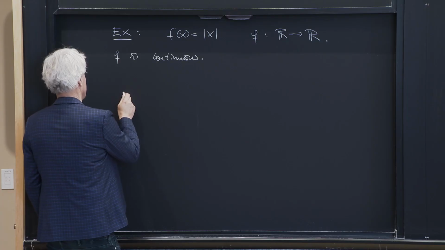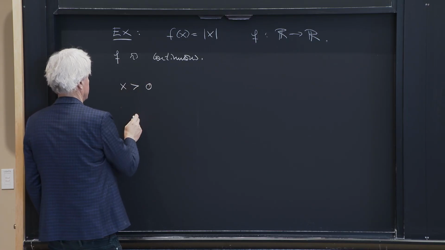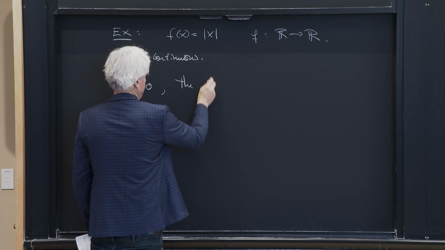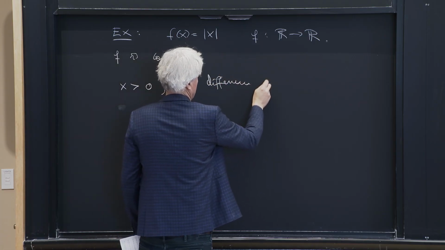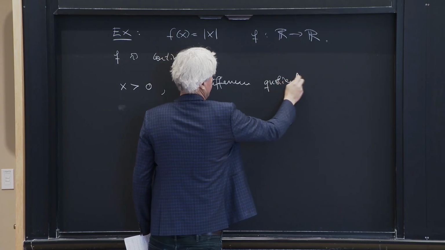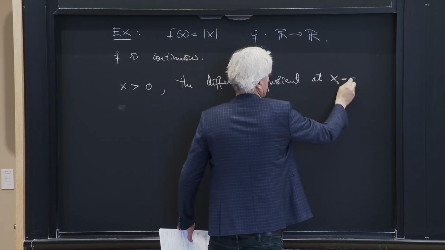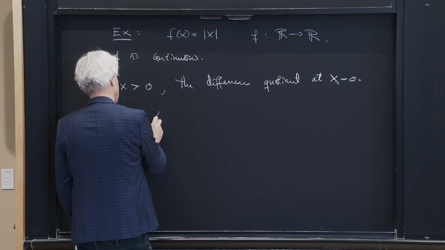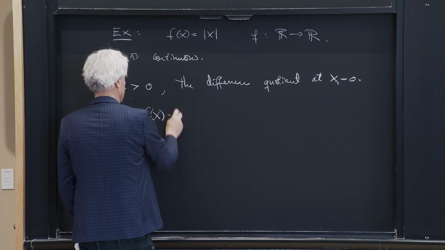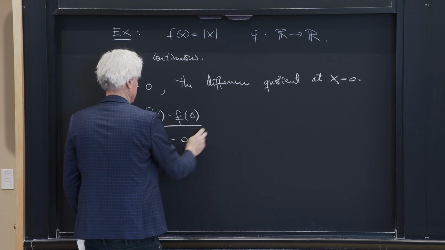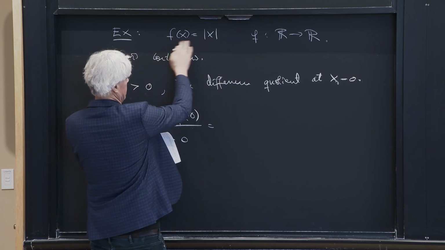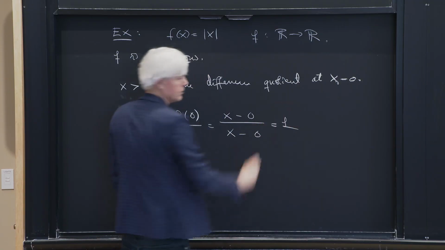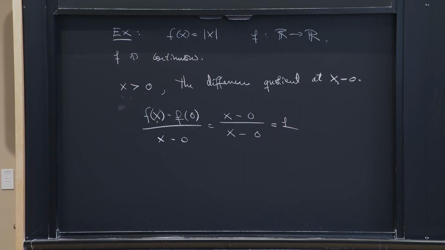But if you now form the difference quotient, suppose that x here is bigger than 0. Now look at the difference quotient at x0 equal to 0. You first look at where x is positive. If x is positive, then f of x minus f of 0 over x minus 0, this difference quotient, is just x over x minus 0. So this here is 1, right? This difference quotient is 1 when x is positive.